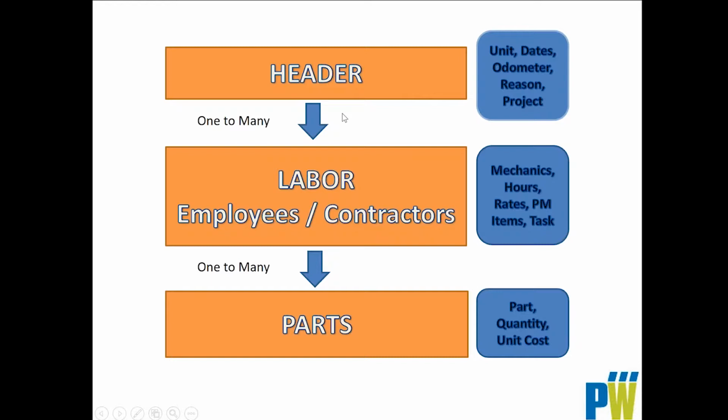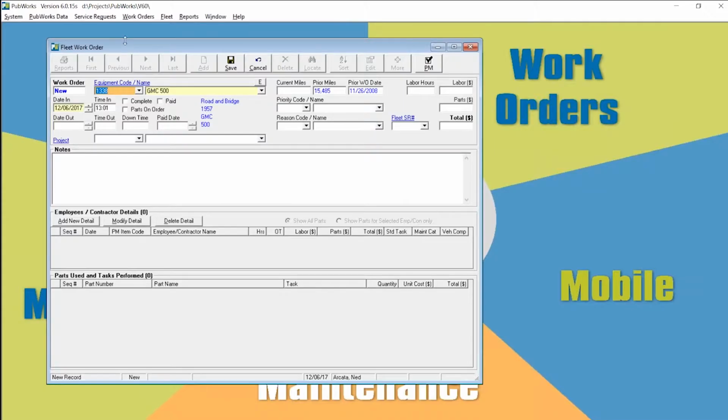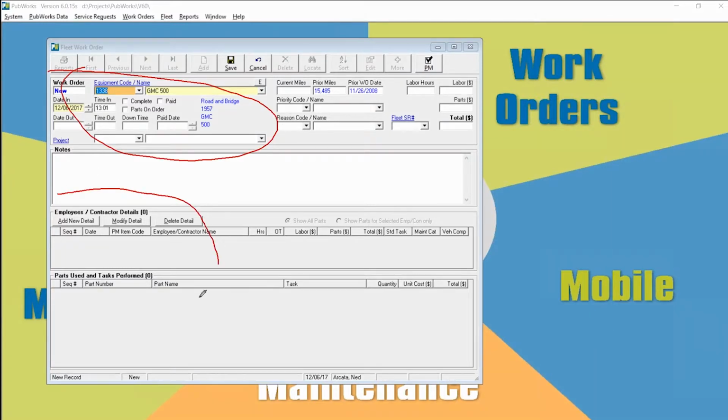I don't know if that made any sense, but I've been working with this for a long time, so I'm not sure I'm explaining things as well as they might be. So anyway, the fleet work order itself, it's a work order for a single vehicle. And that's what this top section is specifying. But this bottom section where we have employee/contractor details and parts used, this can be what we call one-to-many. You can have many, many items in here.